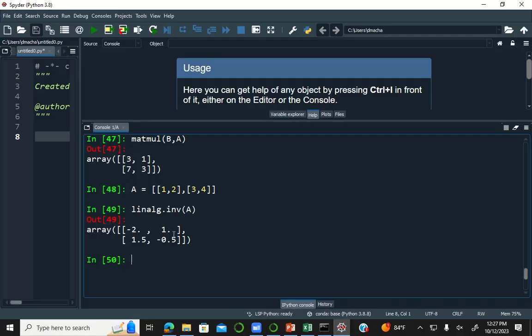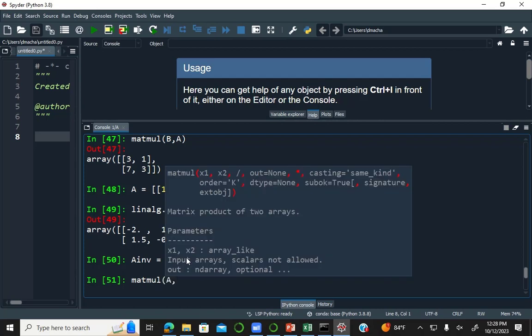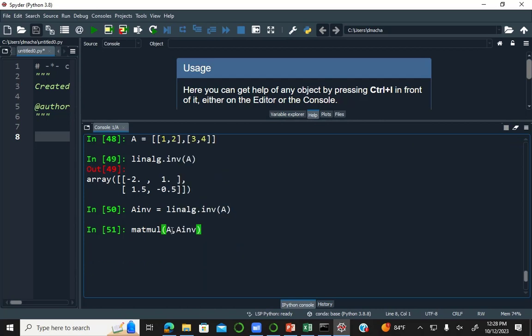And if I actually want to save what this inverse matrix is, I might name it something like AINV, and then I can set it equal to that. So now I have it saved. And just to check, does this make sense? Let's do the matrix multiplication of A with its inverse. A times A inverse.